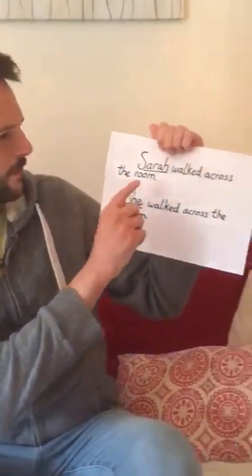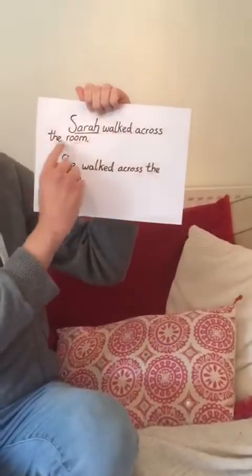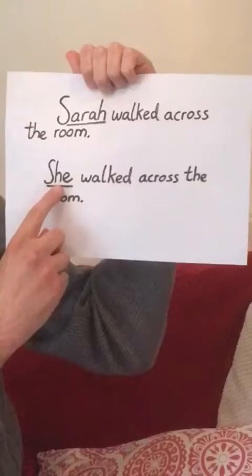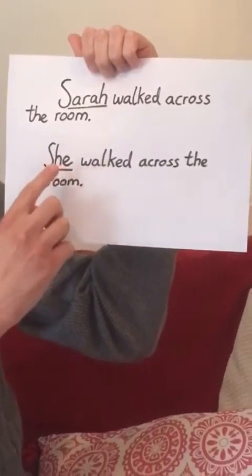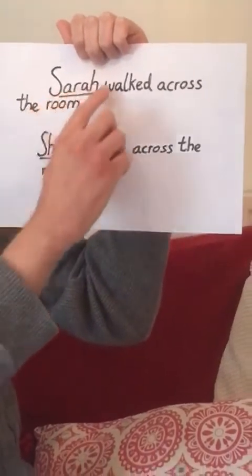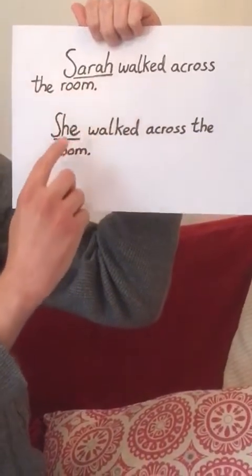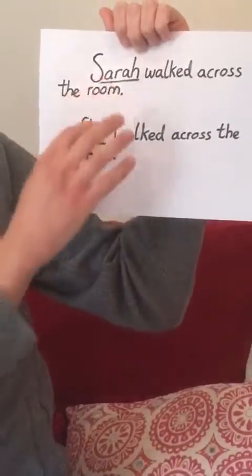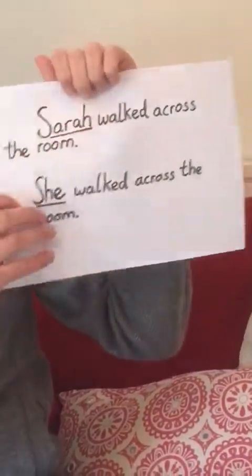On top of nouns, we can also have pronouns. So the job of a pronoun is to take the place of a noun in a sentence. I'll show an example. Here we have the sentence, Sarah walked across the room. Now, I can replace the word Sarah with the word she, which is a pronoun, and the sentence still makes sense. So rather than Sarah walked across the room, I can say she walked across the room. The pronoun takes the place of the noun.